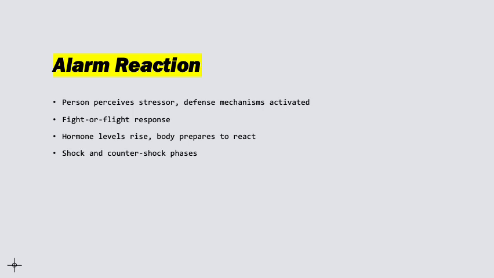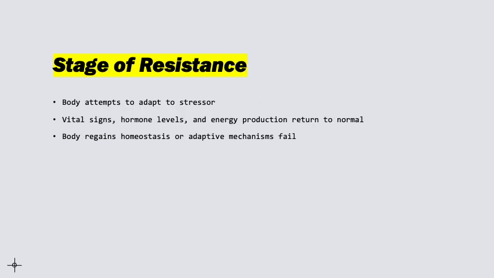This phase of the alarm reaction, called the shock phase, is characterized by an increase in energy levels, increase in oxygen intake, increased cardiac output, increased blood pressure, and mental alertness. During the second phase of the alarm reaction, countershock, there is a reversal of these body changes. The stage of resistance is basically an adaptation stage. Having perceived the threat and mobilized its resources, the body now attempts to adapt to the stressor. Vital signs, hormone changes, and energy production return to normal. If the stress can be managed or confined to a small area, the body regains homeostasis.